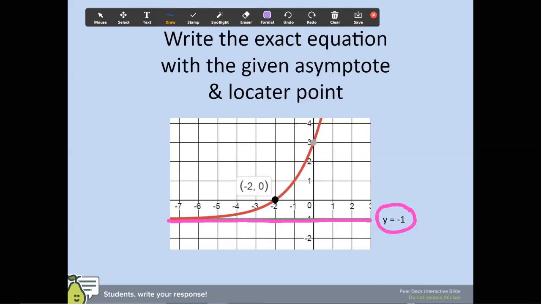Our point right here, this point right here at -2, 0, this is our locator point. It's telling us that we moved left 2, okay? And again, this over here is telling us we moved down 1. Everything got moved down 1 and left 2. Now I just need to figure out what my b is, what my multiplier is.